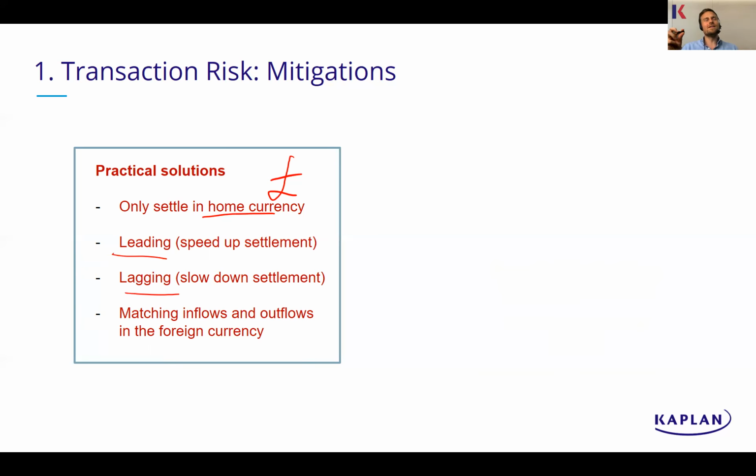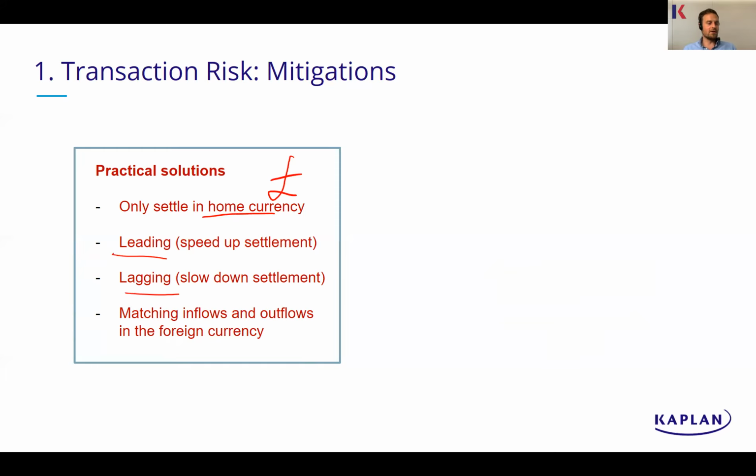Now, those two aren't really necessarily mitigations. They're almost guessing what you expect the rate to do. So if you've got an inkling as to what you think the rate's going to be doing, some companies might lead, some companies might lag, but they are almost guessing. You're guessing what you think is going to happen to the rate.